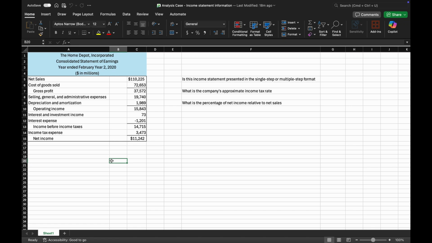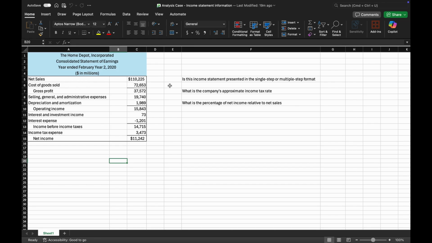Hello everyone. Today we will be going over how to analyze some of the information from an income statement. For this problem, we will be using an income statement from the Home Depot. So as you can see, here's the income statement from the Home Depot. As you can see, all of these numbers are in millions.